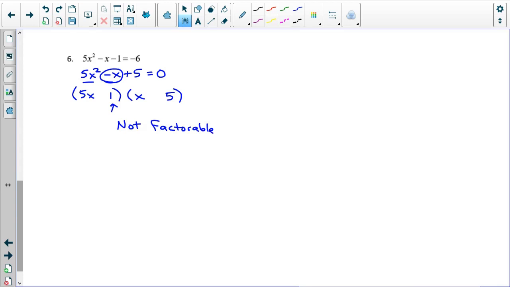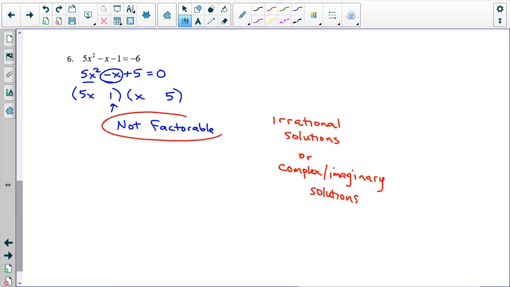And usually what happens when something is not factorable is that we end up with irrational solutions or complex imaginary solutions. When something is not factorable, those are the two things that can happen there.